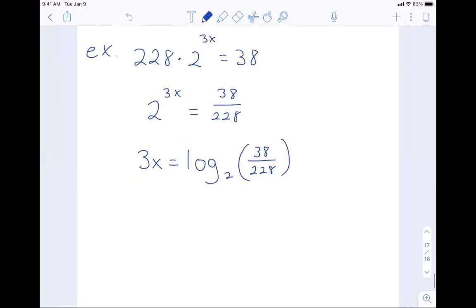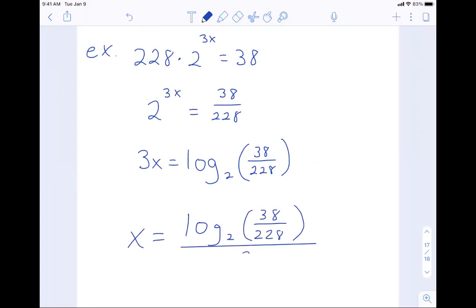And remember, I'm still trying to solve for x. So x is going to be all this stuff divided by 3. It's going to be log base 2 of 38 over 228 divided by 3. And here's where you thank your lucky stars they created calculators, right? That's what it's for.